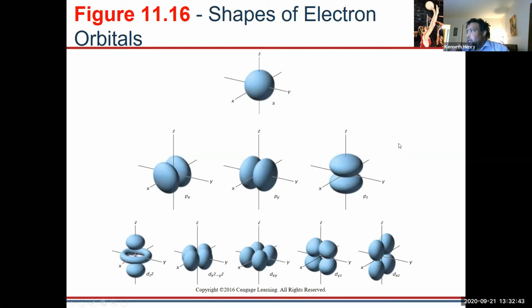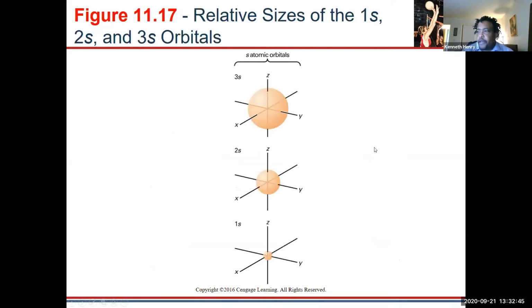Now if we go to the multiple levels, the 1s is going to be closest to the nucleus, real tiny. The 2s is going to be a bigger one. The 3s is going to be even bigger around it. So that means the outer shell is always going to be that higher period.